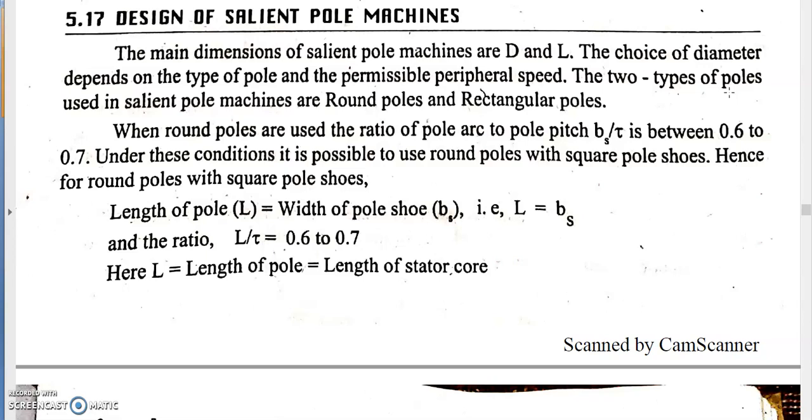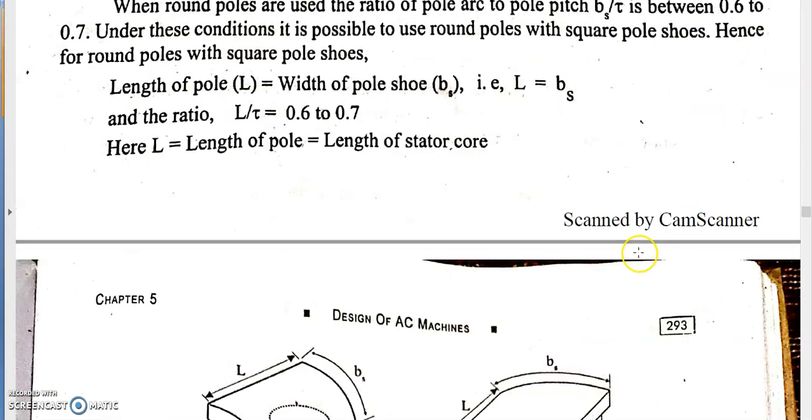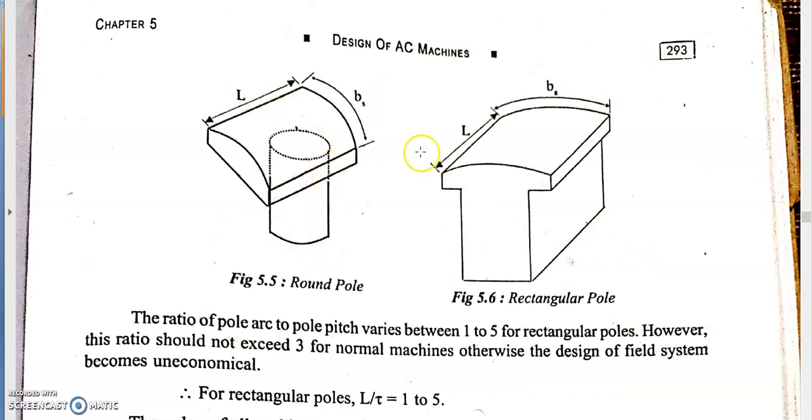Two types of poles are used in salient pole machines: round poles and rectangular poles. This is a round pole and this is a rectangular pole, and the round pole has a rectangular pole shoe, and as usual the rectangular pole will have a rectangular pole shoe. This is the round pole shoe and this is the pole arc of the pole shoe. This B is the width of the pole shoe, and here again it is the width of the pole shoe, and this is the length of the armature, or the length of the field system.